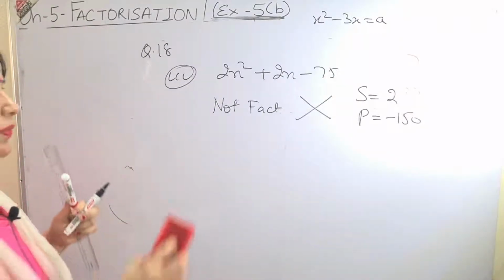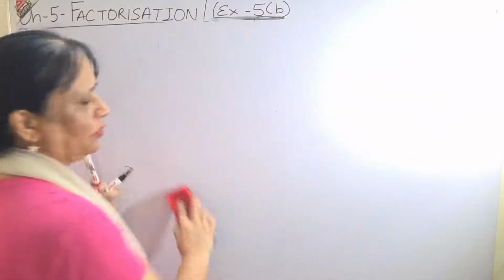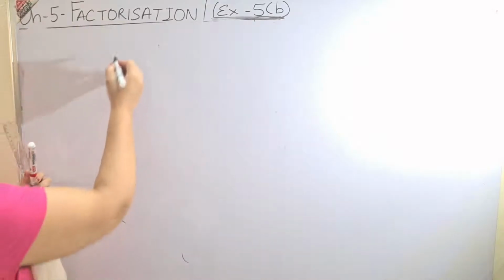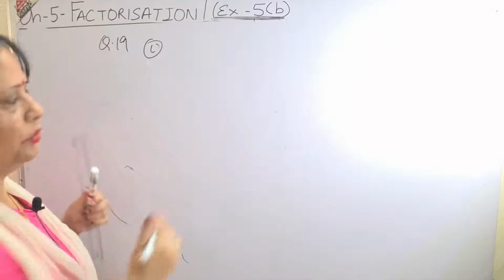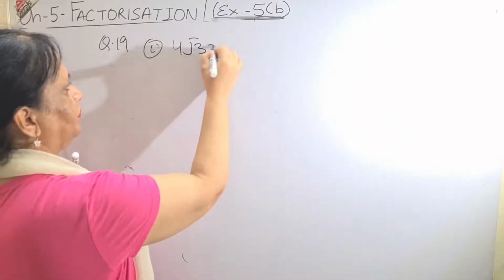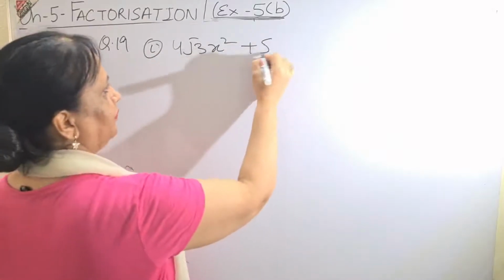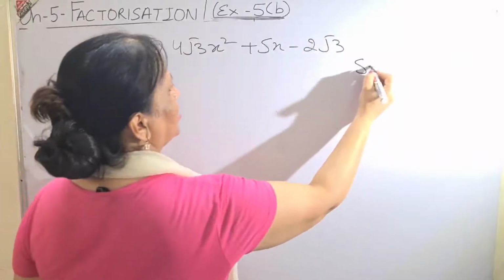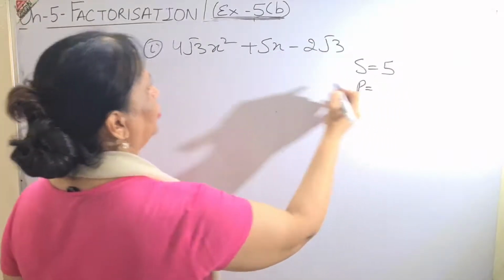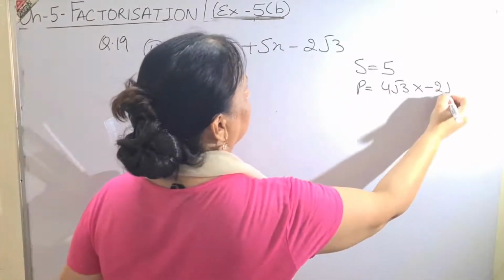Then coming to question number 19, again a different type but the technique is the same. Question number 19, one of the parts I'll do. Question number 19, first part, it is 4 root 3 x square plus 5x minus 2 root 3. Same method, children. The sum has to be 5 and the product is 4 root 3 into minus 2 root 3.